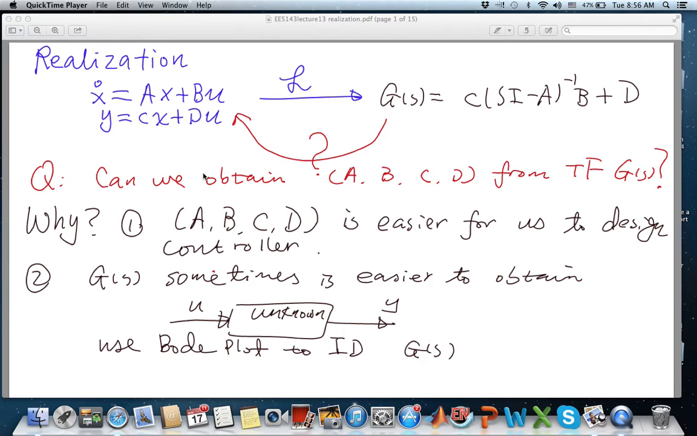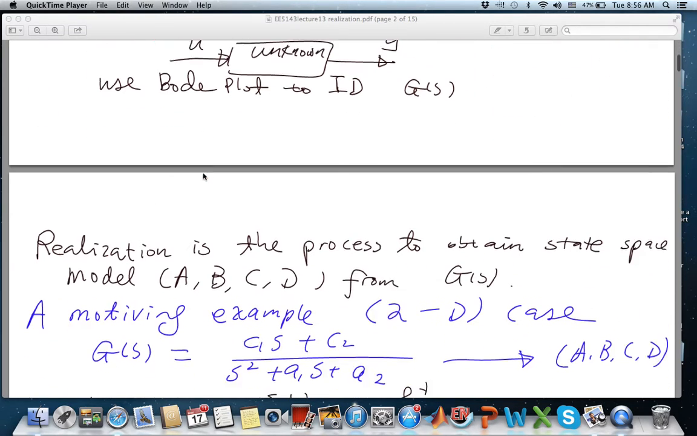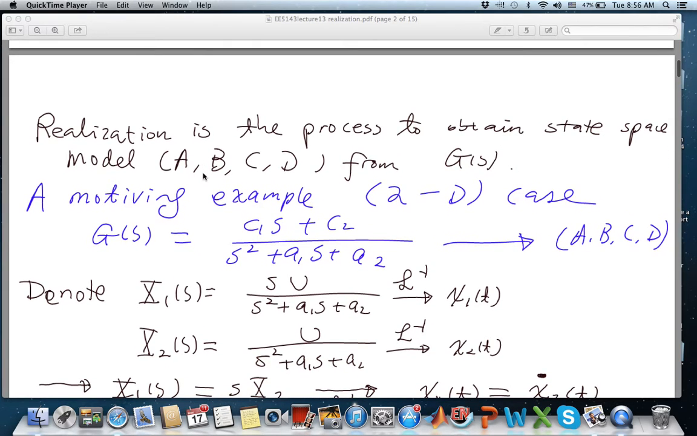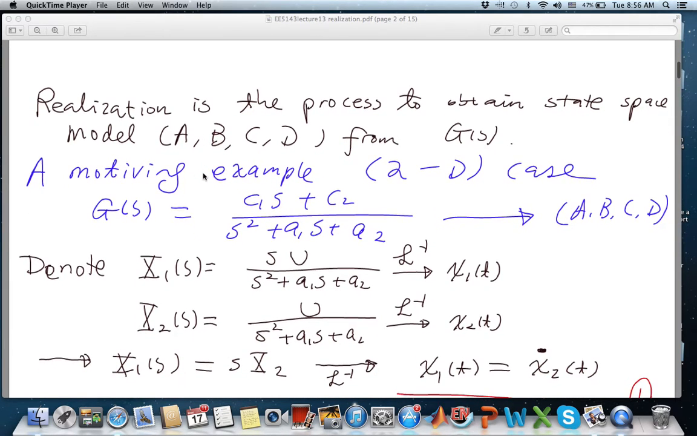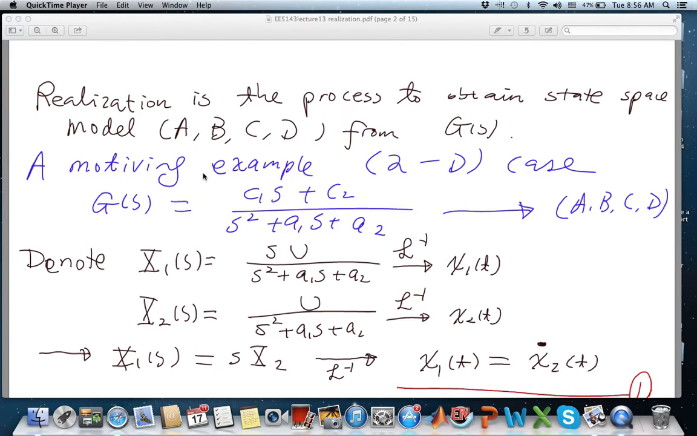So right now for a state space representation, how can we get this ABCD matrix? We can say that the transfer function is easy to obtain for modeling, but for ABCD, if you don't know the exact physical system, it's very hard for you to determine the parameters. However, for controller design, if you know the ABCD format, it's much easier for you to design a controller. So with all of this consideration, we need to look at the realization problem. We define realization as a process to obtain the state space model ABCD from the transfer function.